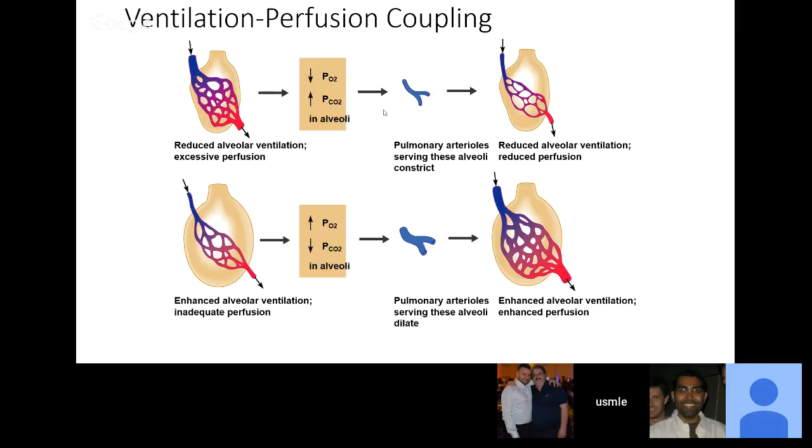So vasoconstriction. Now, if you have an increase of oxygen and a decrease of PCO2, what's going to happen? Because of the PCO2 that decreases in the alveoli, the enhanced alveolar ventilation becomes inadequate for perfusion. So you're going to have vasodilation, and vasodilation brings more blood that will enhance the ventilation and the exchange, so more CO2 is eliminated and more oxygen goes towards the blood.